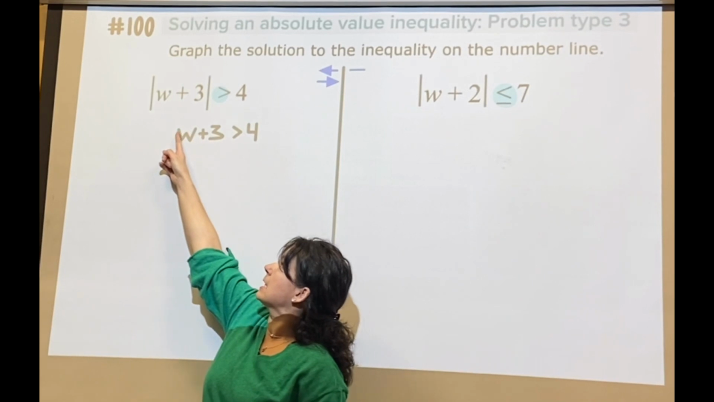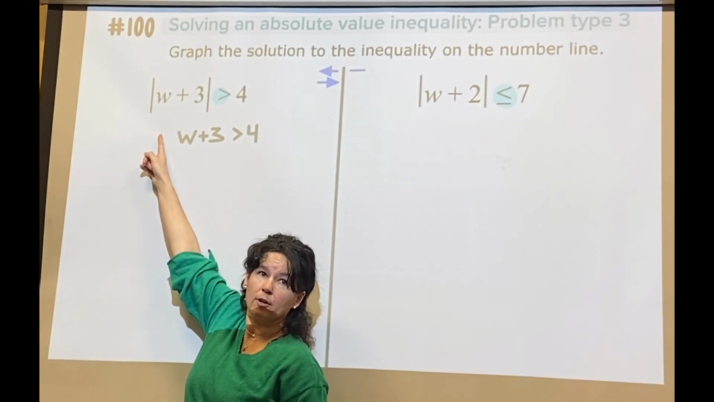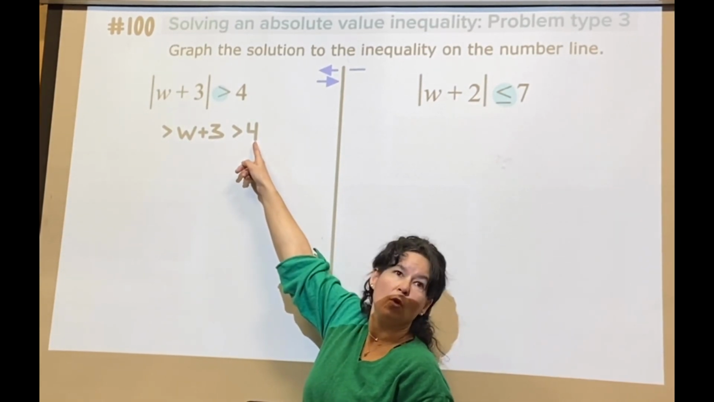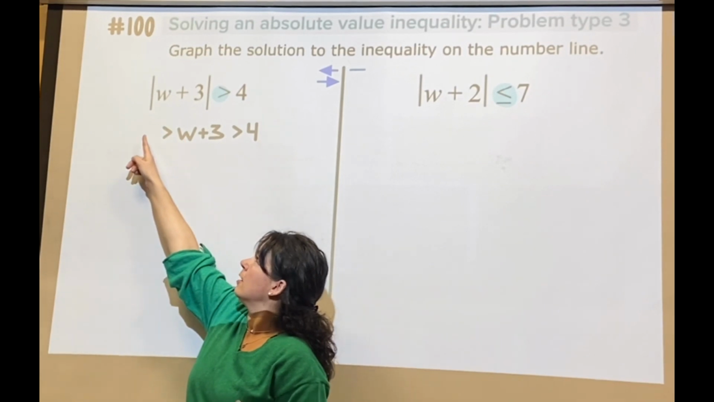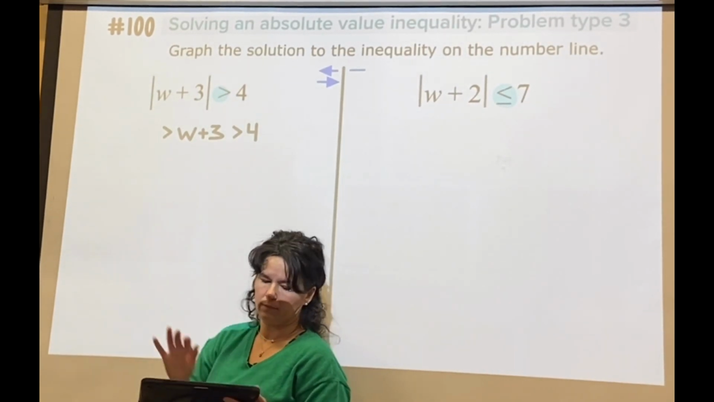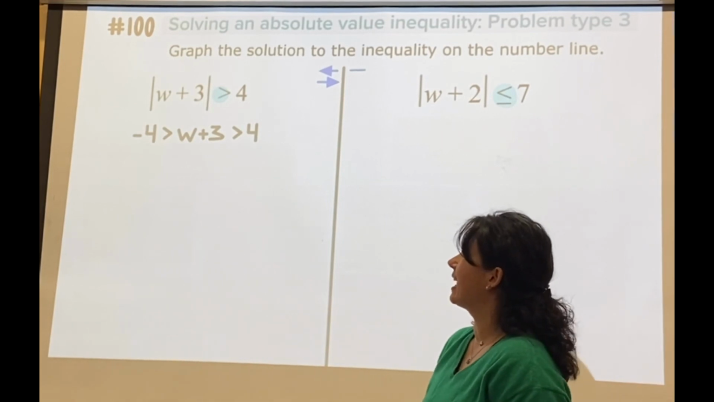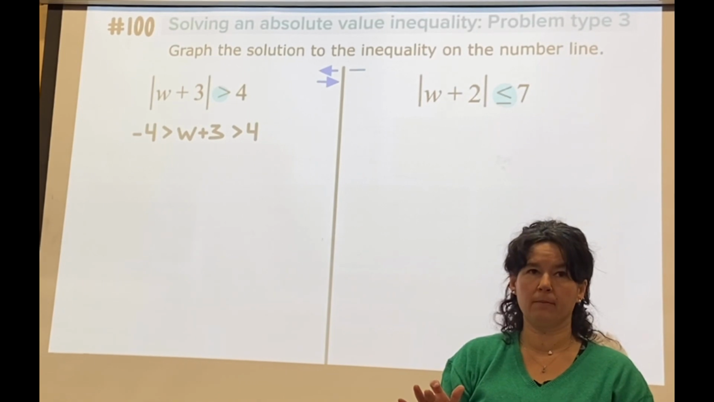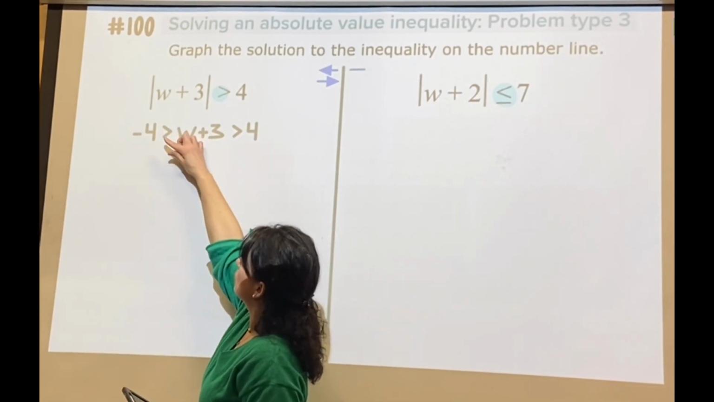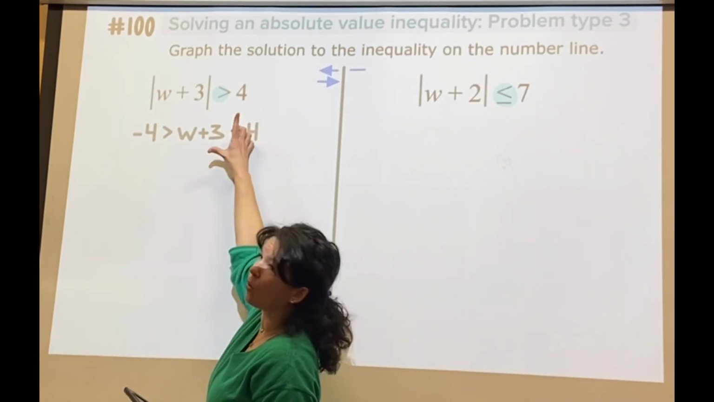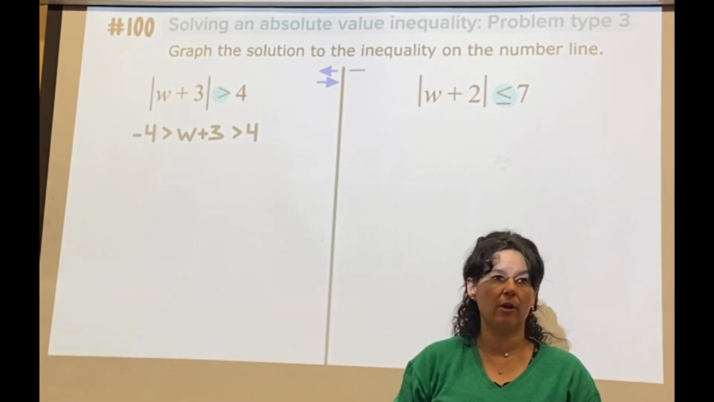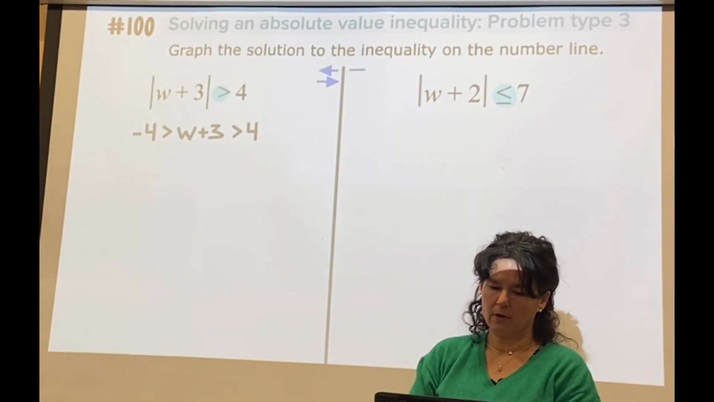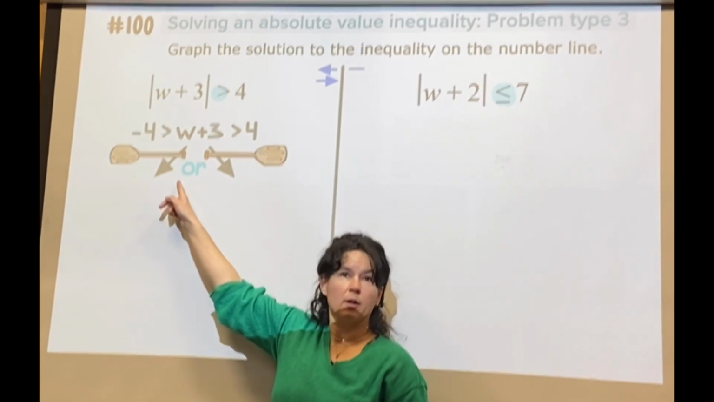Take this symbol, slide it over. And then that 4, we're going to make it negative 4. Once you get it set up, you need to decide, is this an and problem or an or problem? So we're going to look at these symbols. Whenever you have a greater than symbol or greater than or equal to, it's an or problem. So I'm going to have an or.